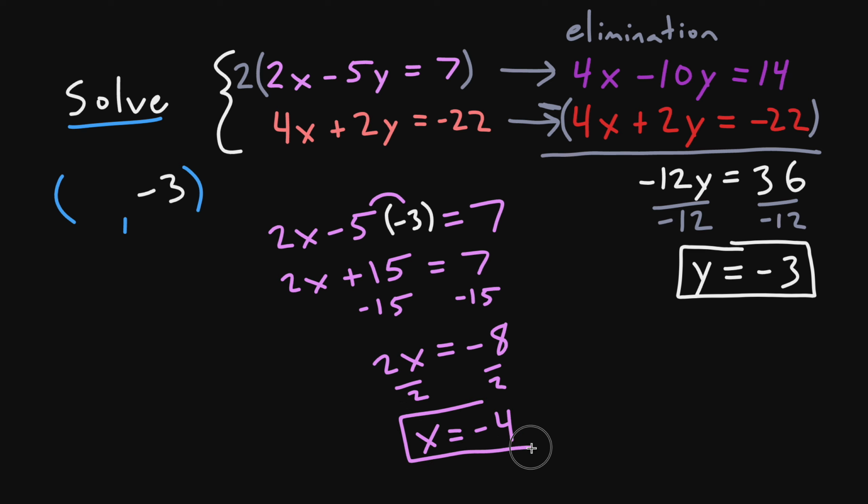Put a box around that. That is our x value. That goes over here. And now we actually do have a solution. This point, negative 4 comma negative 3, is where our two original lines cross.